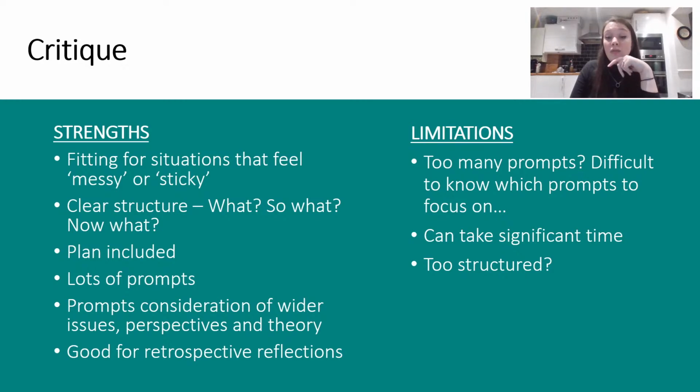Is it too structured? Possibly. Again, it's kind of too many questions and too many prompts. And it is better to be written down. So if writing a reflection down doesn't sit with you, that's fine. Just use a different model.